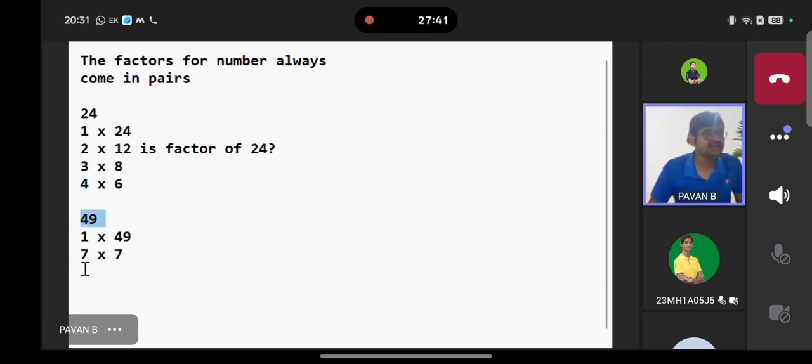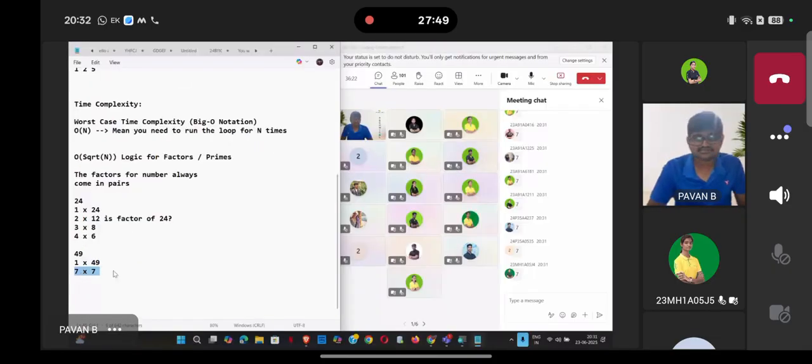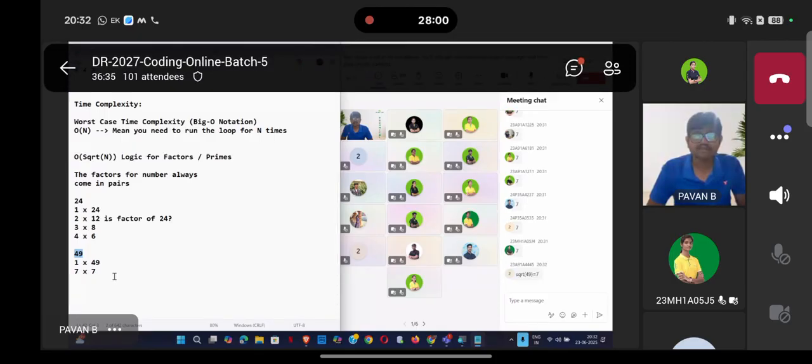See, for a number like 49, where did you stop? You stopped at 7. Now, can you tell me what is the relationship between 49 and 7? 7 is the square root of 49. Yes, 49 is the square of 7, right? So let's not confuse. 49 is the square of 7, and what is the opposite of it? It's like passive voice and active voice, right? 7 is the square root of 49.